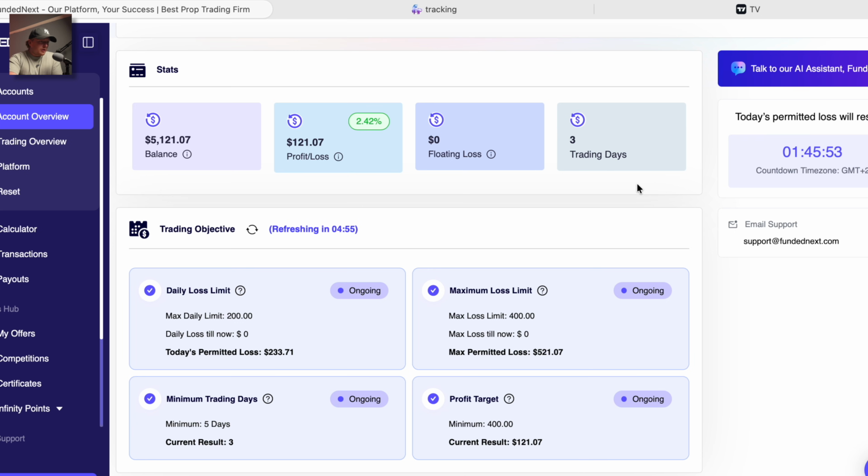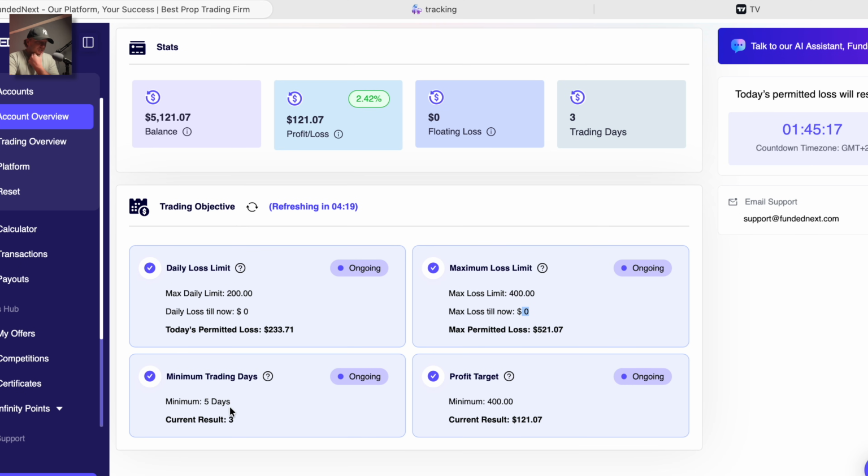So if we have a look at what it means for the FundedNext challenge that we're currently doing, we are up 2.42% as our account balance is now at $5,121. We've traded for 3 days now. Our max daily loss limit is 200 and daily loss till now is 0. Our max overall loss is 400 and we're on 0 because the account hasn't been in drawdown since we started trading it. Minimum of 5 trading days, we've traded for 3. Profit target of 400 and we are up $121 so far on this challenge.